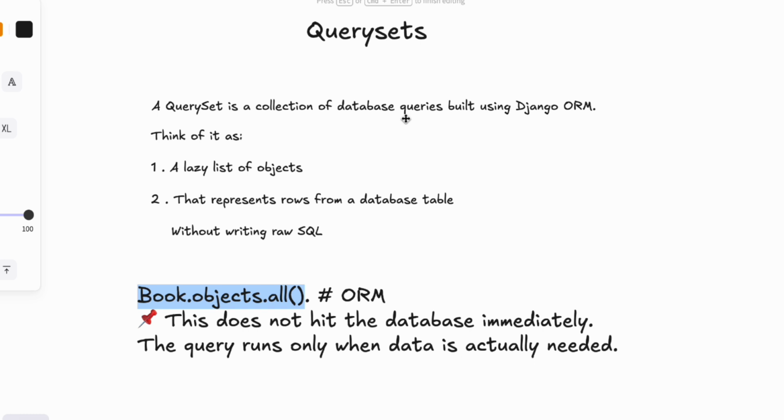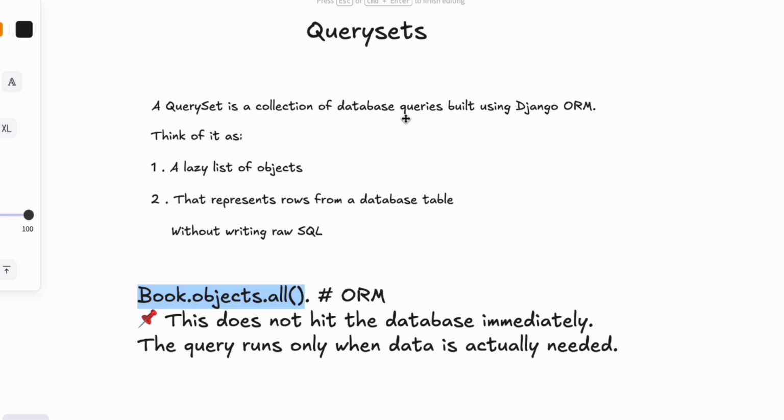Now you can think of it as a lazy list of objects, because these are not real data right now. If you write Book.objects.all, it will not hit the database immediately. This is just a query which runs only when data is actually needed. It is built in a way that makes it optimal for our backend. It does not hit immediately, it runs only on particular events. I will explain more about it when we go to the documentation.